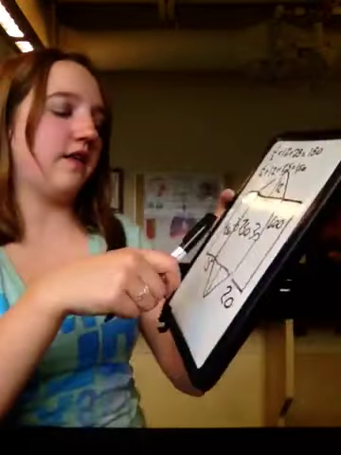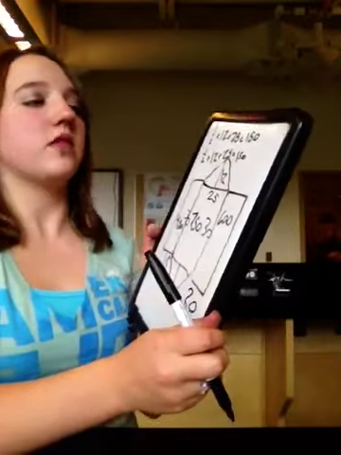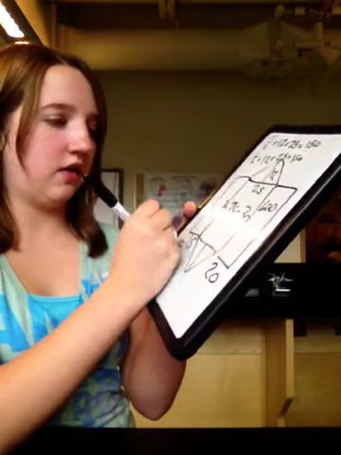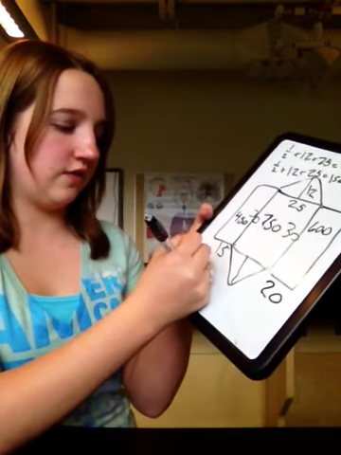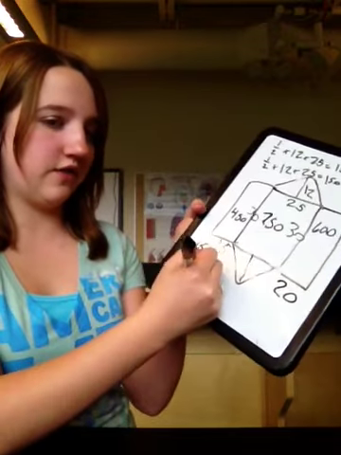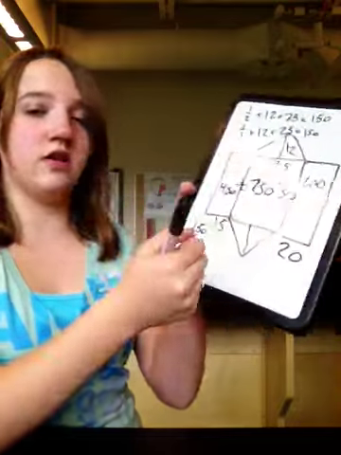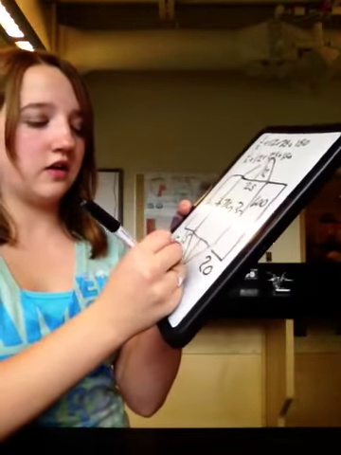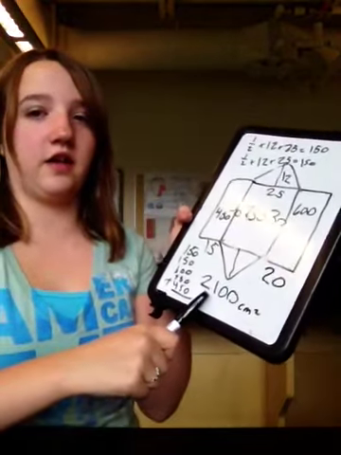Alright? So now that we have all of the measurements and the areas, we have to add them all together. So we do 150 plus 150 plus 600 plus 750 plus 450. Alright? So then we add those all together, and that equals 2,100 centimeters squared. And then that is the area that you get.